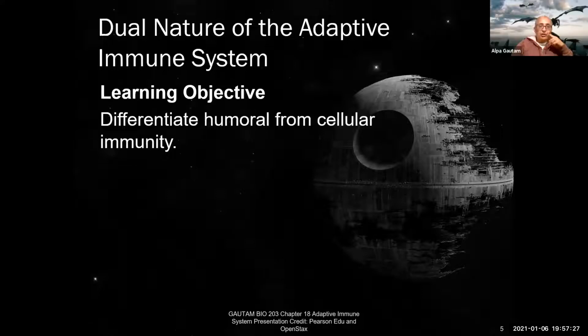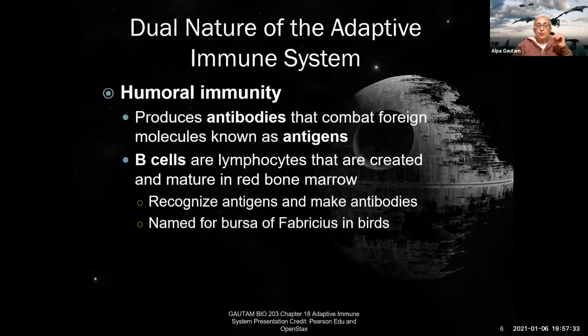So let's take a look at humoral and cellular immunity. So let's look at humoral. So humoral, remember, always means pertaining to body fluids. So humoral consists of components that are within the body fluid, so in plasma.